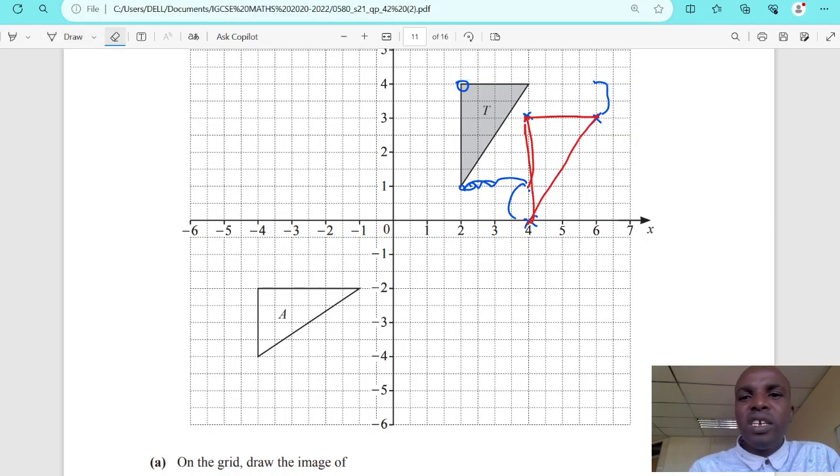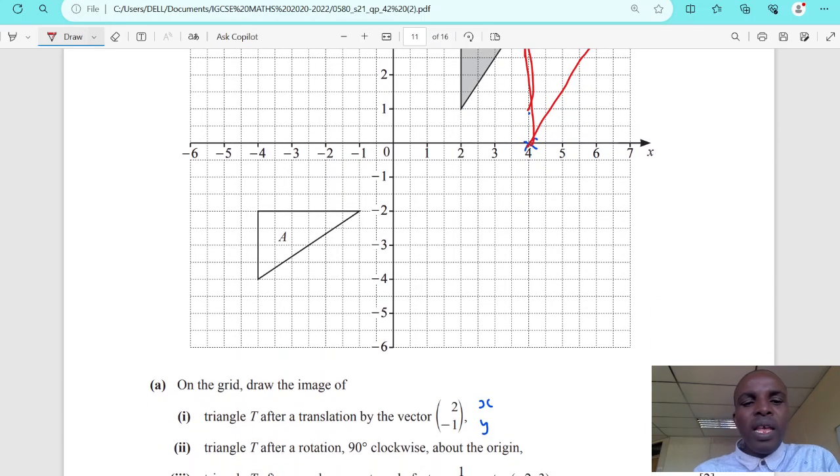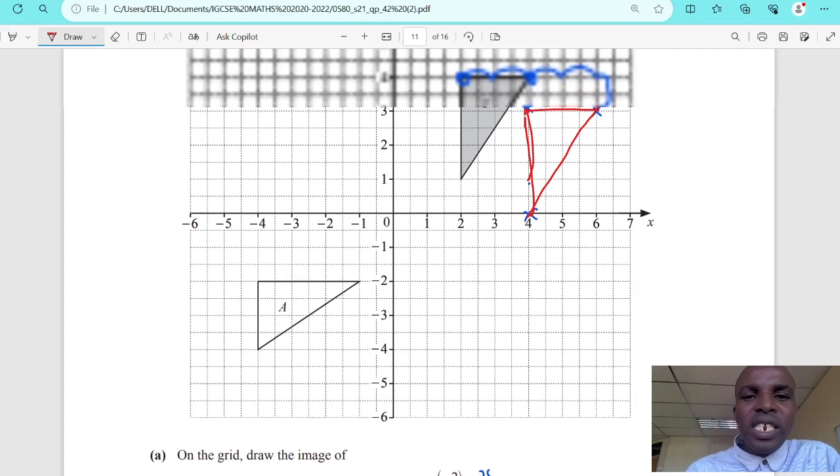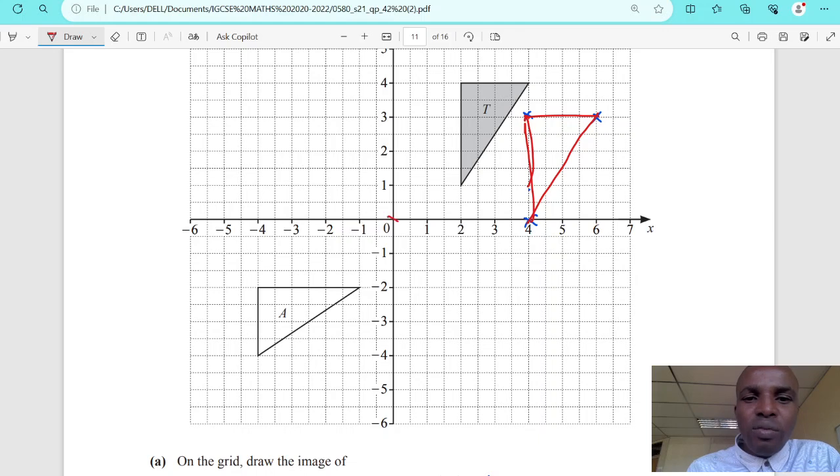That will be the image of triangle T after a translation, vector 2 minus 1. Done. Next question. Triangle T after a rotation 90 degrees clockwise about the origin. Origin is the center, is 0, 0. You mark the origin 0, 0. Always mark the center of rotation first. So whenever you hear the word origin, it means 0, 0. That's origin. So it's rotation 90 degrees clockwise of which one? Of T. So you join this point like this.